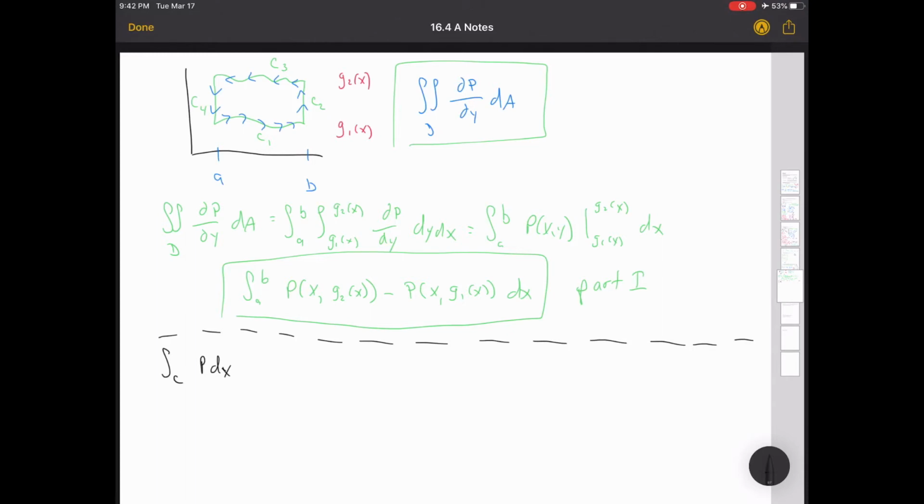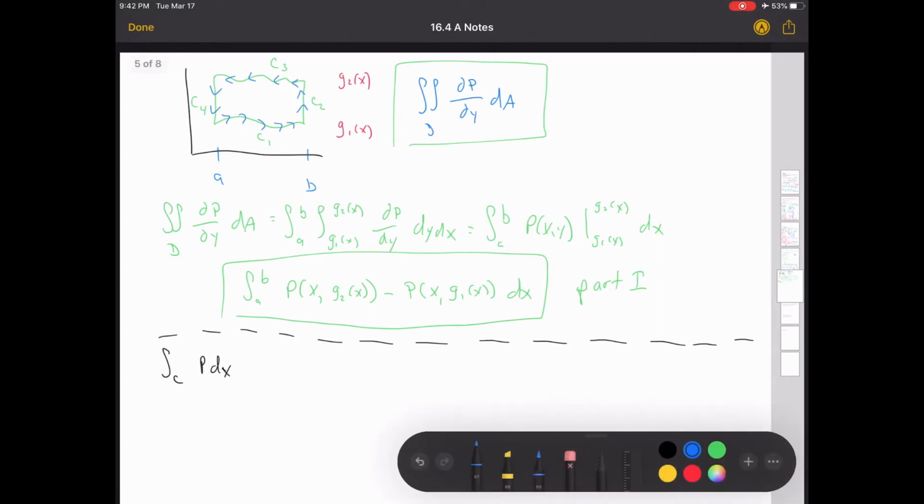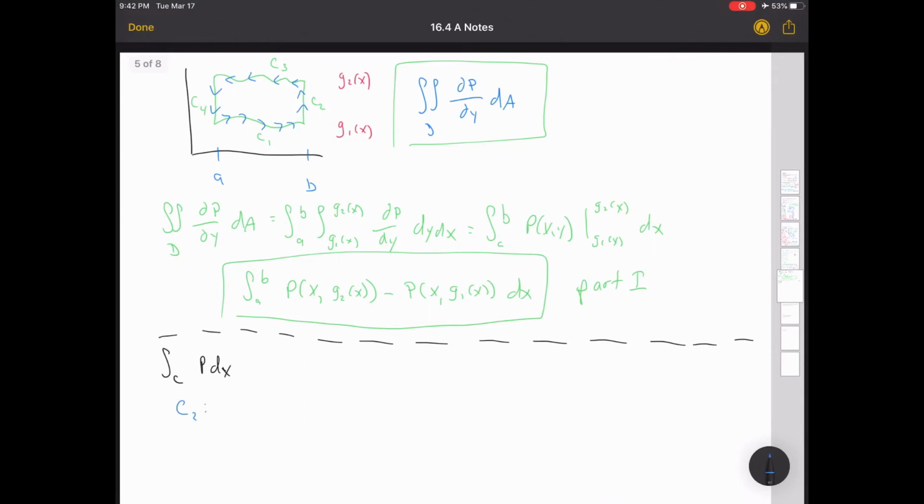So let's go ahead and do this line integral. C2 is actually pretty easy to do here because it's a vertical line. So let's look at C2. C2 is the vertical line which goes from, let's see, x is going to equal b all the time.